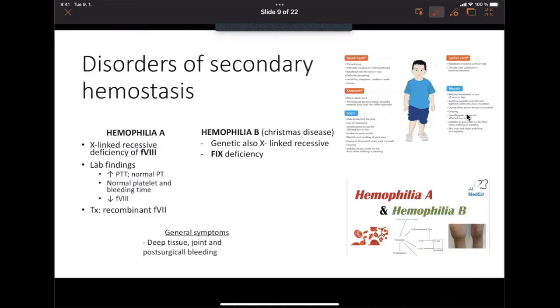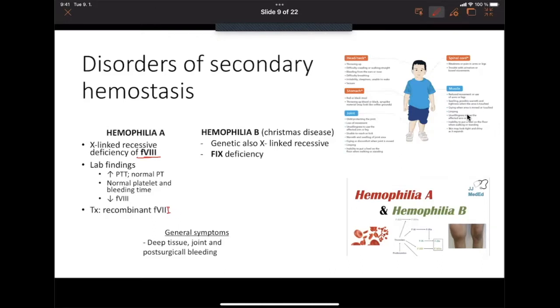Okay, disorders of secondary hemostasis. The main ones that we have here are hemophilia A and hemophilia B. Both of them are X-linked recessive diseases. Hemophilia A is a deficiency of factor 8. The main thing we have here in the lab findings is increased PTT. Why? Because factor 8 is part of the intrinsic pathway. Okay, increased PTT with normal PT.